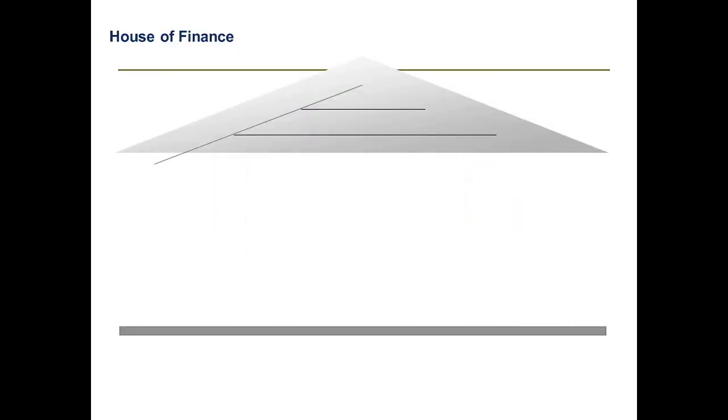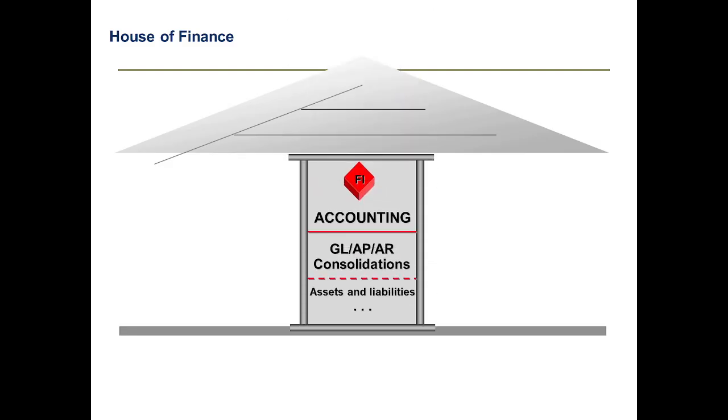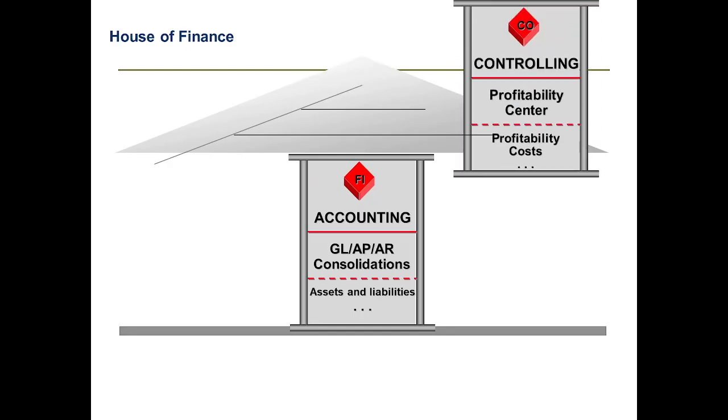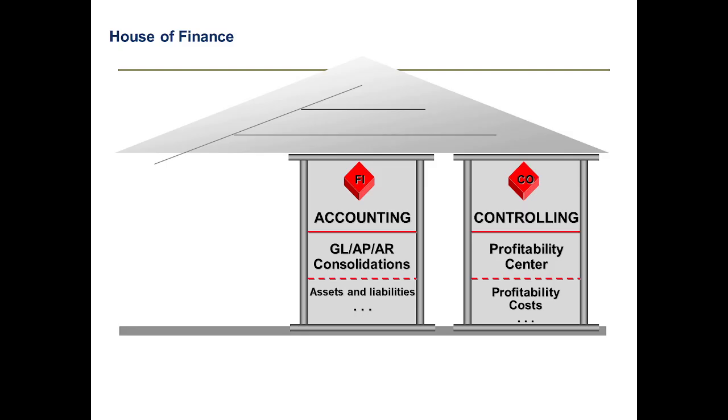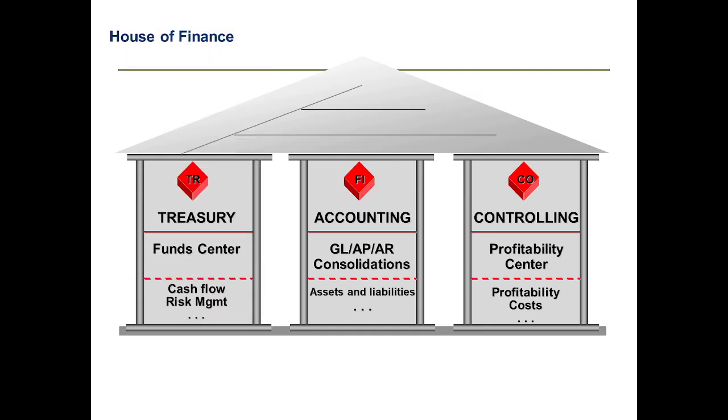FI, yes, House of Finance. This is a very hot topic. GL, AP, AR, consolidation, assets and liabilities, balance sheet. Yes, FI, and the right side is controlling: analysis of profit center and cost center, product costing, fixing the price also. All those product costing and analysis come here. Treasury, TR, is another: funds, budget, cash flow management, risk management all come under it. These are the FICO and treasury, the three basic modules.